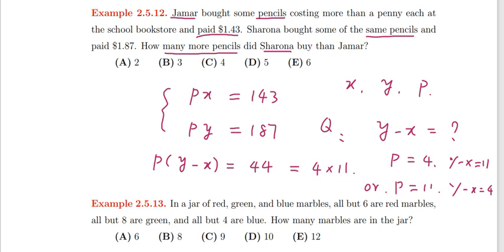Okay, so which case? If p equals 4, then 4 would need to be a factor of 143. So this is not possible, right? So the answer is p equals 11 and y minus x equals 4.